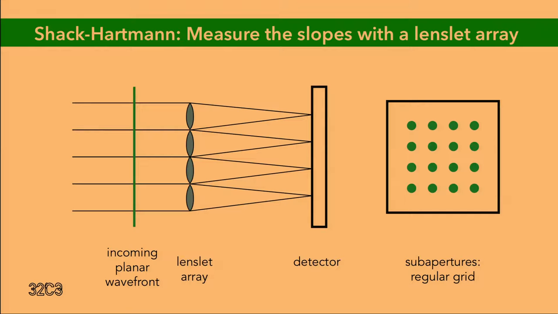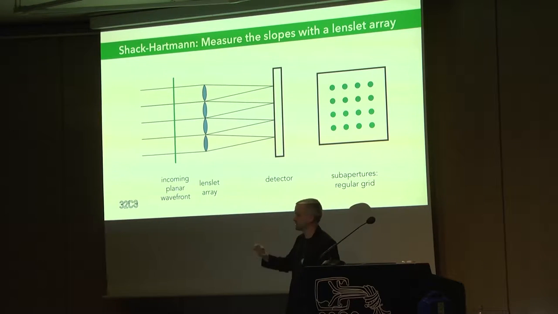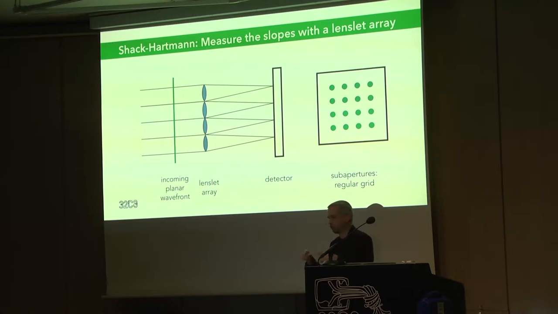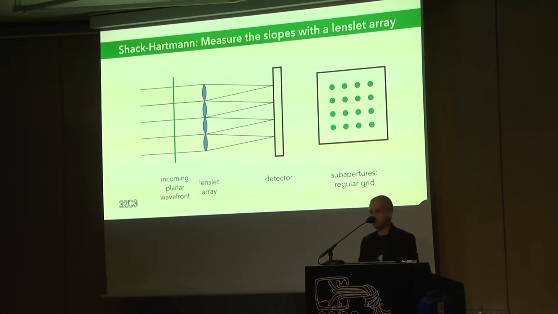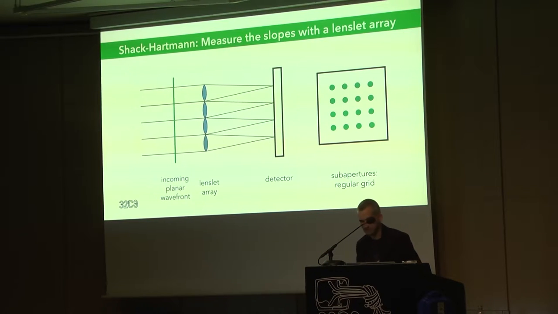This is the ideal case, of course. So we have an incoming planar wavefront, straight on. Then we do have an array of lenses. So it's just one, two, three, four lenses, and then in an array, like 4 by 4. And they all focus what is coming in onto a detector. And if this wavefront that is coming in is planar, like this on the left, then you do get a regularly spaced grid of focus points. In this case, 4 times 4, so 16.